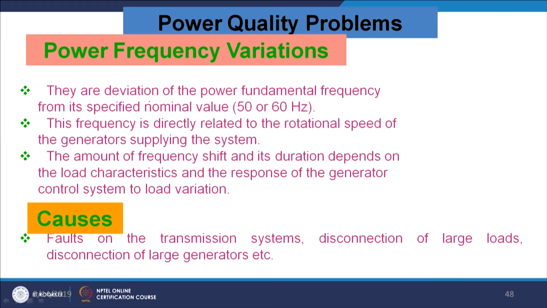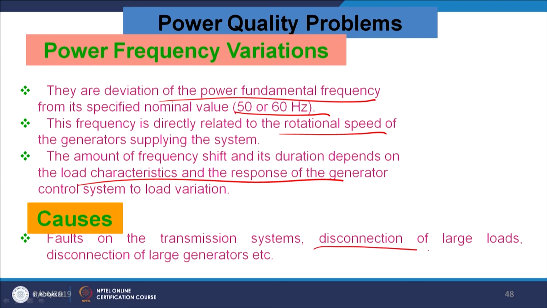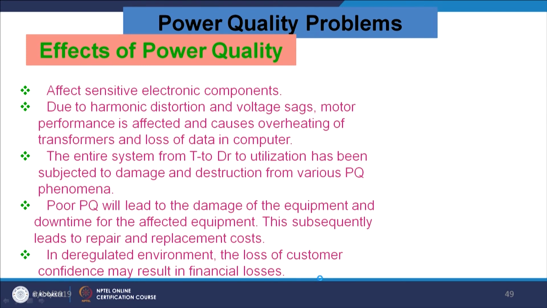So, what happens due to these harmonics? There are deviations of the power fundamental frequency from its specified nominal value of 50 hertz or 60 hertz. This frequency is directly related to the rotational speed of the generator and the supply system. The amount of the frequency shift and its duration depends on the load characteristics and the generator control system, and due to faults in the transmission system, disconnection of large loads, disconnection of the generator, and blackout, this problem occurs.